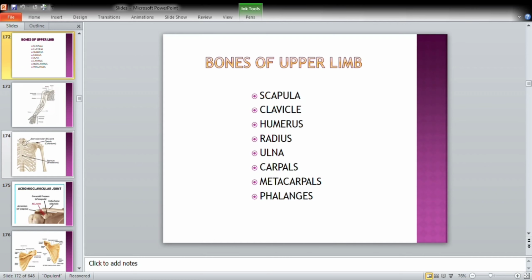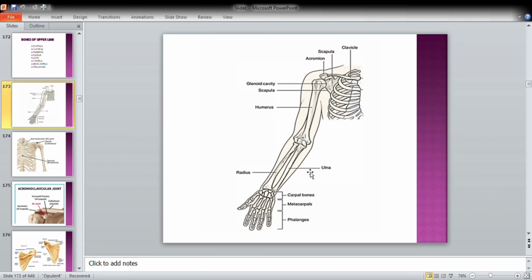etc. Let's start. The bones of the upper limb include scapula, clavicle, humerus, radius, ulna, carpals, metacarpals, and phalanges. This is the overall structure. Here is the clavicle, which is the collarbone. These are the ribs, and the scapula is on the posterior side. This is the acromion process of the scapula. This is the glenoid cavity, and the humerus attaches to the glenoid cavity.